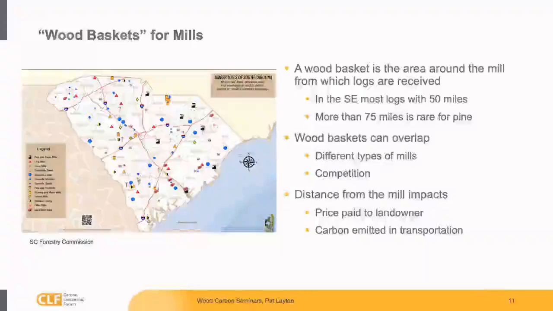And wood baskets can overlap with different types of mills. Just as I showed, they're merchandising on site. Different types of mills may be occupying the same area and using different products from a tree in the same wood basket. If sawmills are in the same area, there's either a lot of wood or you get competition from the landowners for better prices. The distance from the mill impacts the price paid to the landowner.